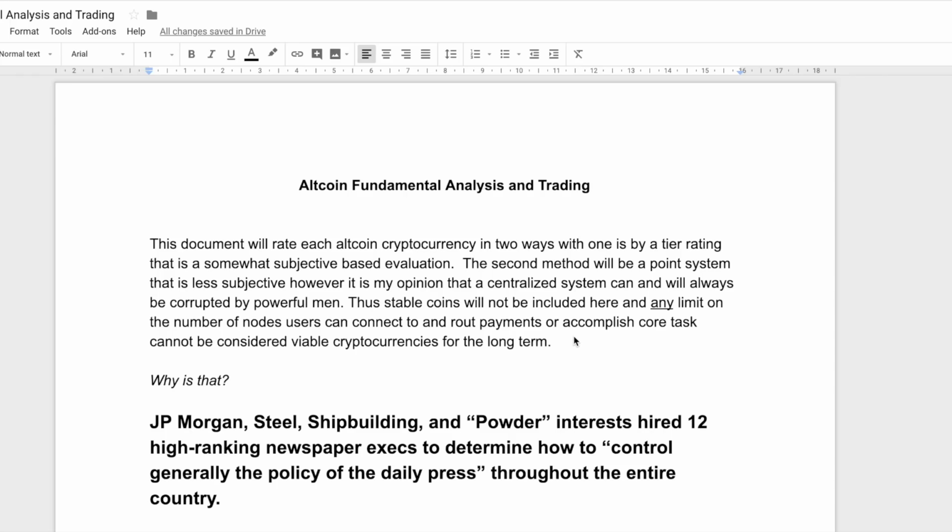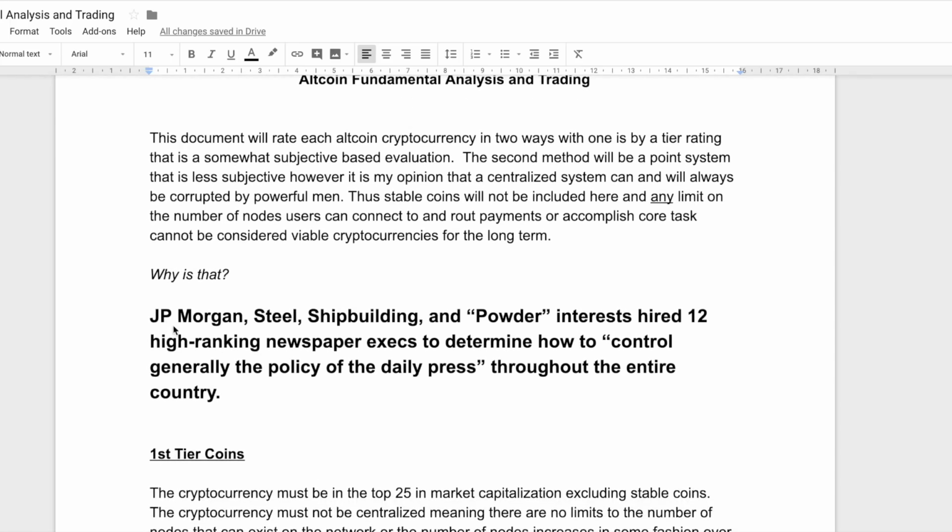And why is that? Well, you could read here: JP Morgan and steel, shipping and powder interests hired 12 high-ranking newspaper executives to determine how to control generally the policy of the daily press throughout the entire country. And why did they do that? They did that so that they could put in place our current monetary system and install the Federal Reserve and the income tax. Yes, it's true.